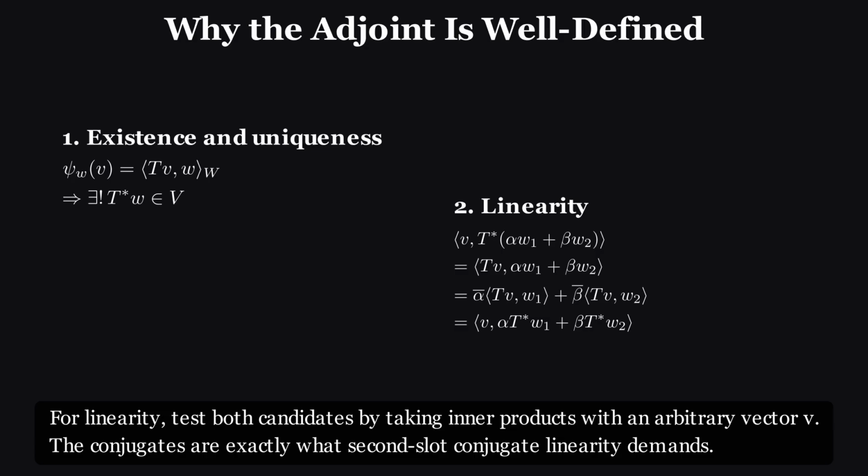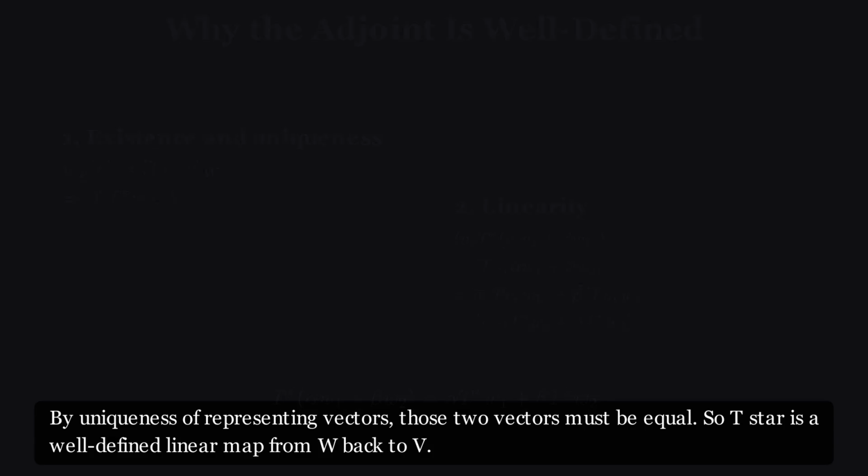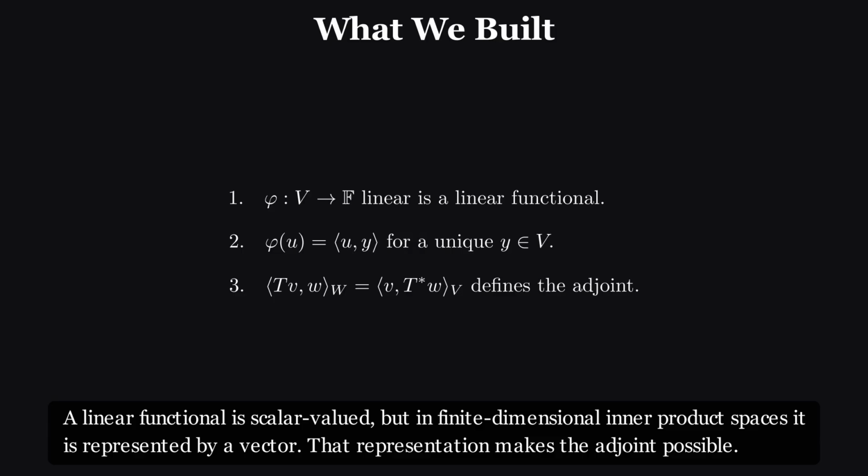For linearity, test both candidates by taking inner products with an arbitrary vector v. The conjugates are exactly what second slot conjugate linearity demands. By uniqueness of representing vectors, those two vectors must be equal. So T star is a well-defined linear map from W back to V. A linear functional is scalar valued, but in finite-dimensional inner product spaces it is represented by a vector. That representation makes the adjoint possible.